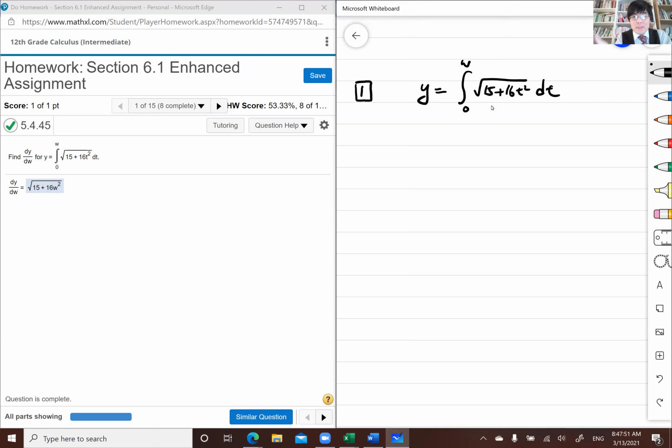Well, you can use fundamental theorem of calculus for this one. So let's differentiate both sides of the expression by w. And by fundamental theorem, this is going to become just the square root of 15 plus 16 w squared.